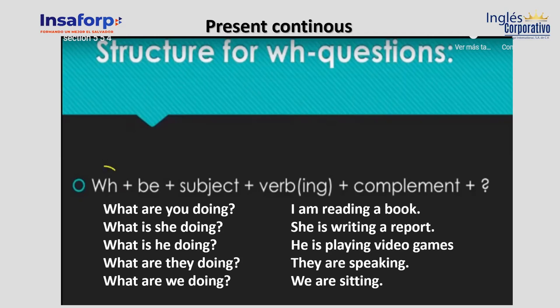What are you doing? I am reading a book. What is she doing? She's reading a report. What is he doing? He's playing video games. What are they doing? They are speaking. What are we doing? We are sitting.